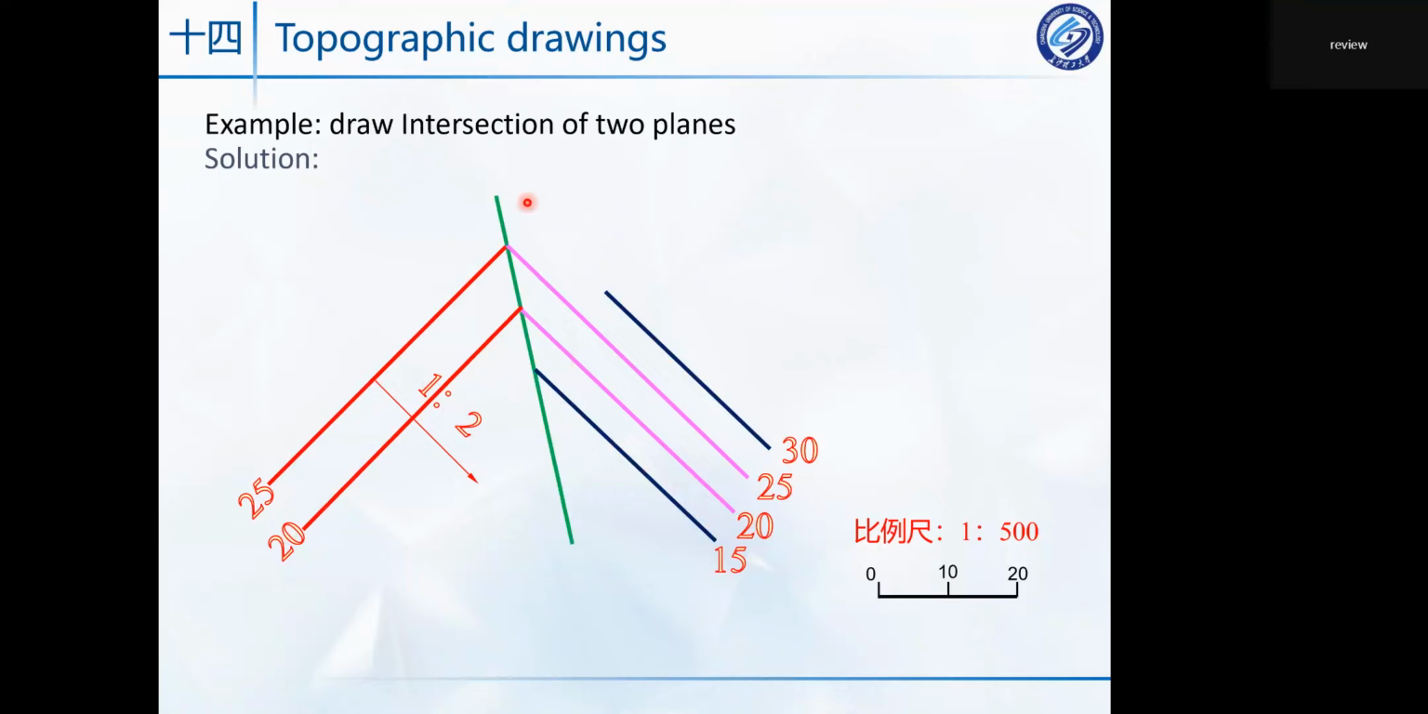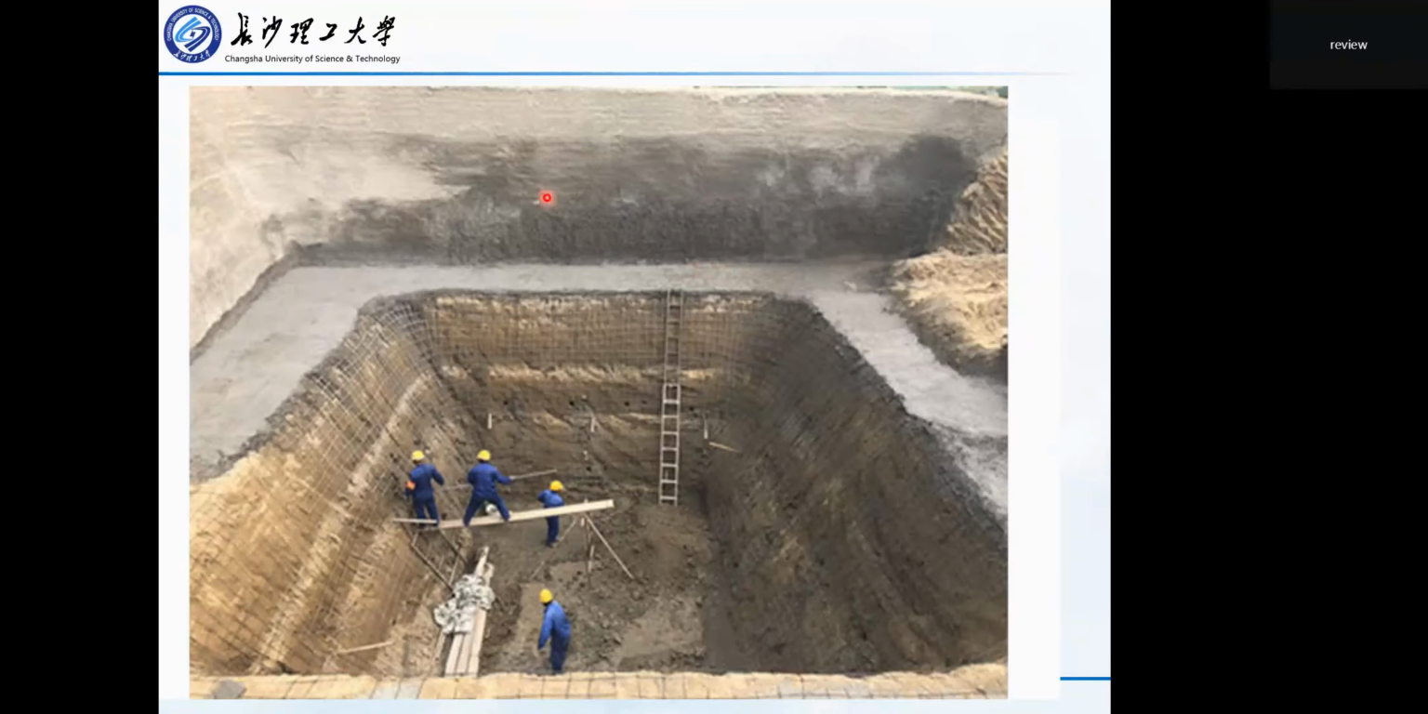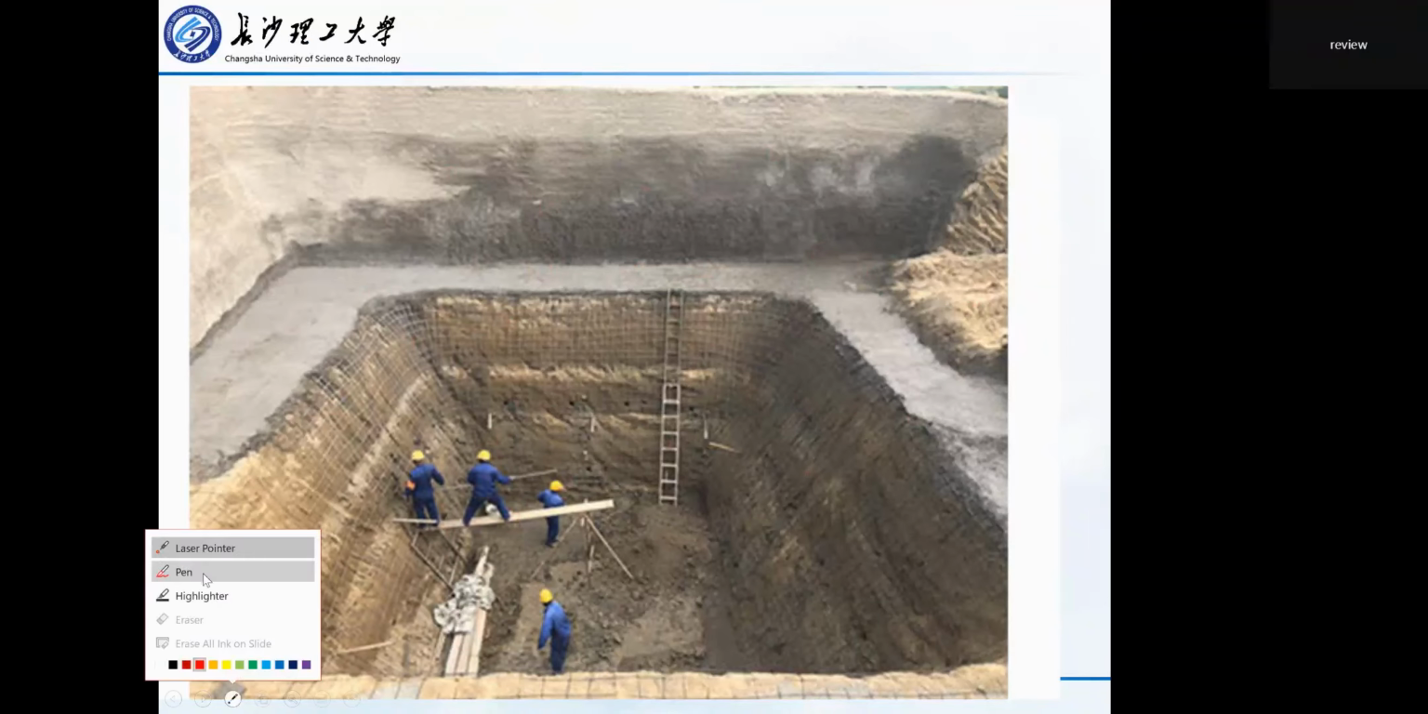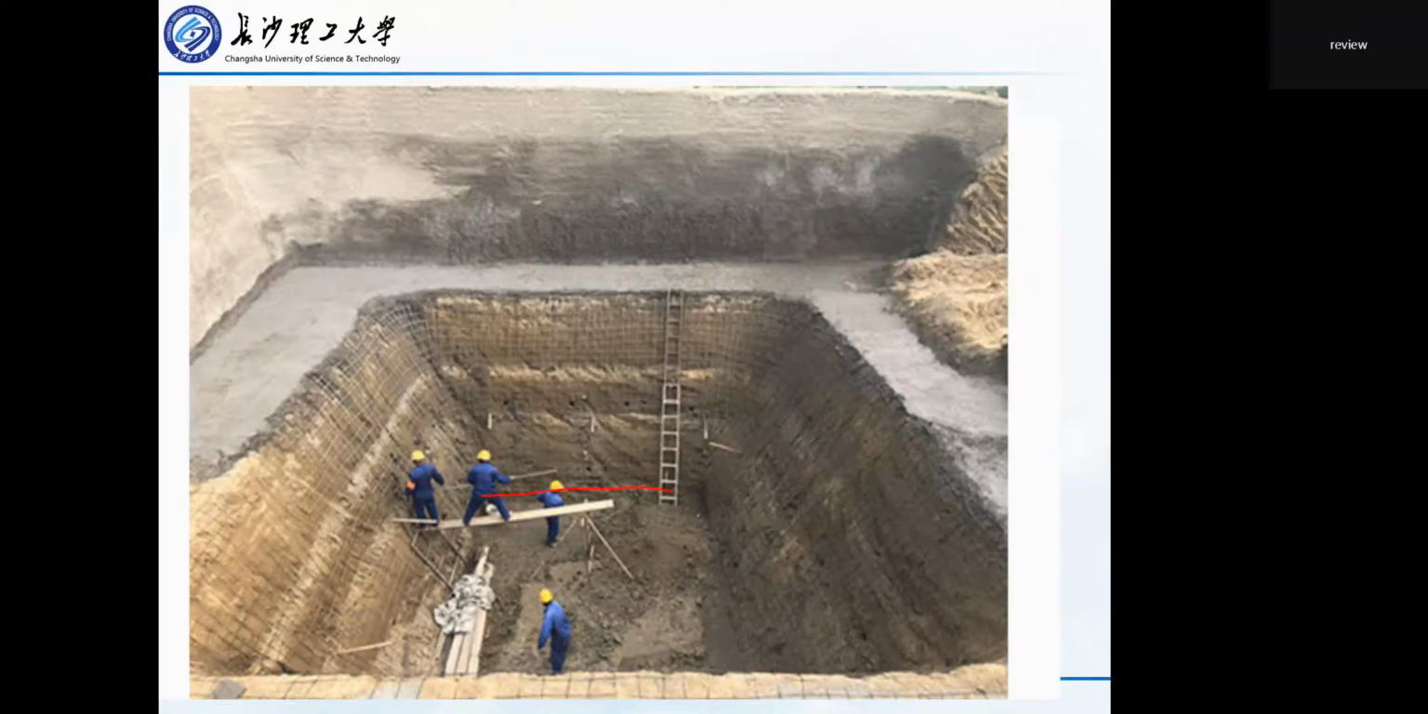Okay, so you can see this green one. This green one is the intersection of these two planes. Now you can see this is a projection. This is an engineering construction about the foundation. So usually this one is known. We know this shape. We know the dimension of this shape.